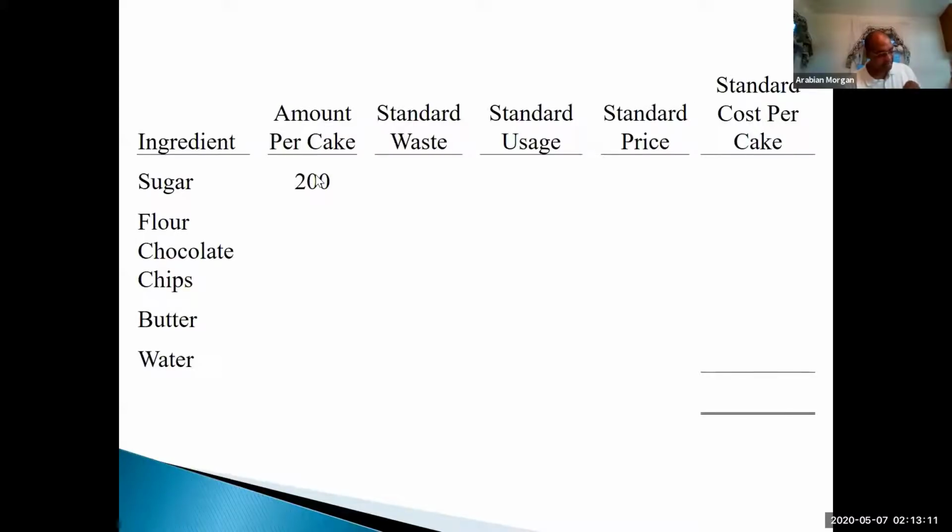Now look at this next column here. The next column is standard waste, but let me explain this 200. We got the 200 just by taking 4,000 ounces of sugar and dividing by 20. That's how we got 200. Okay? So if you said 480, I'm not sure how you got that. But, so the answer is 200.